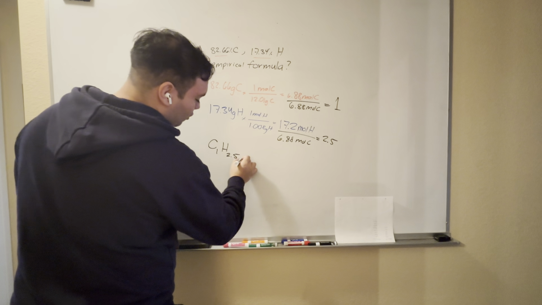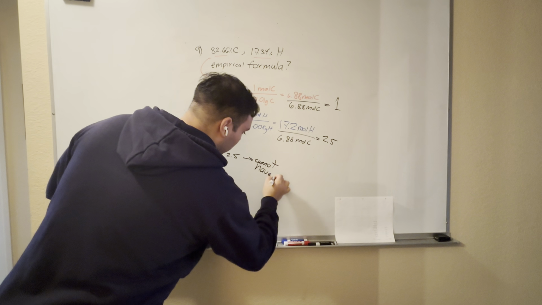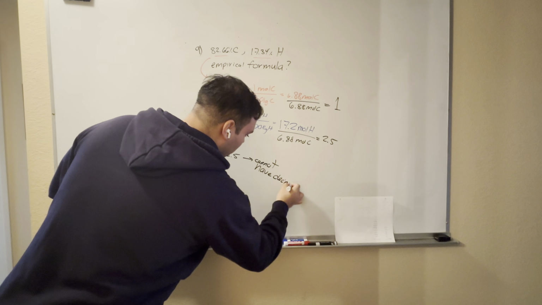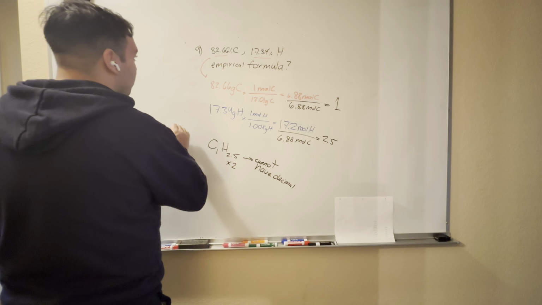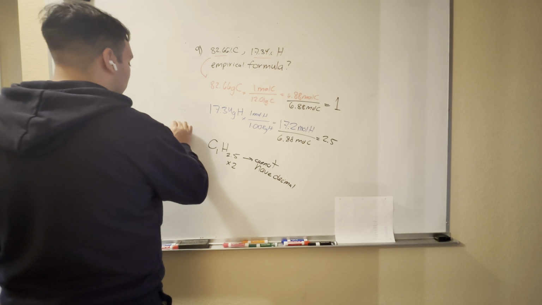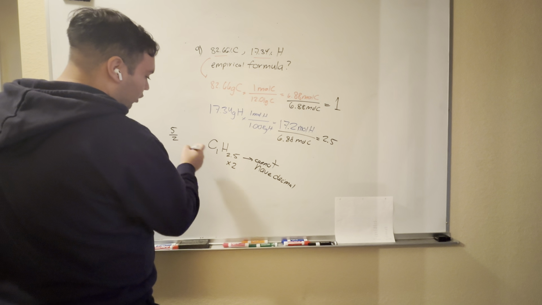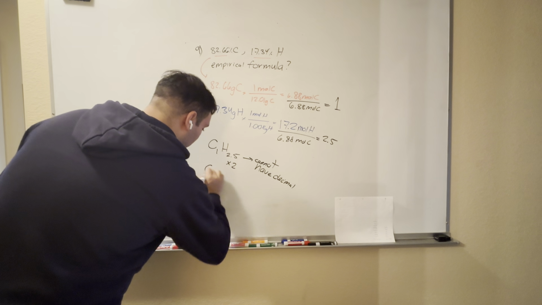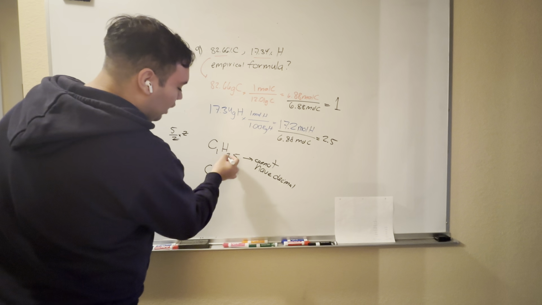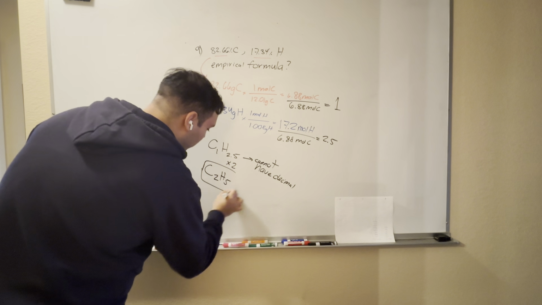But that's not right because you cannot have decimals. So how do you get rid of that decimal? You multiply by 2, because 2.5 times 2 is 5. Whatever you do to one element, you do to the other one. So carbon also gets doubled, and then hydrogen gets doubled. And so the answer here is C2H5.